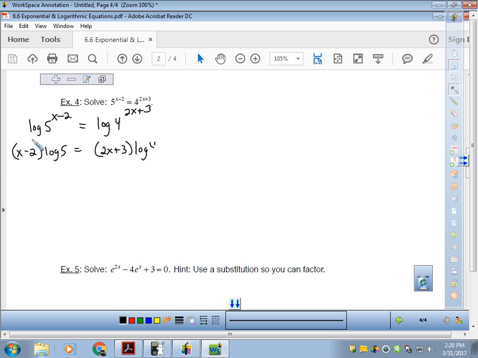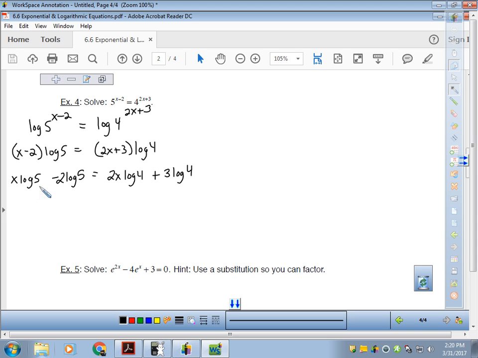Right. The next step is to distribute the logarithm in. So log of 5 times x is x log of 5. Log of 5 times negative 2 is negative 2 log of 5. Over here, log of 4 times 2x is 2x log of 4. And log of 4 times 3 is 3 log of 4.